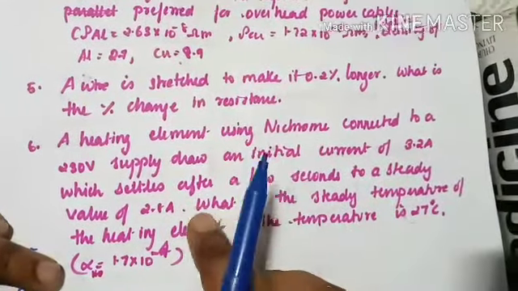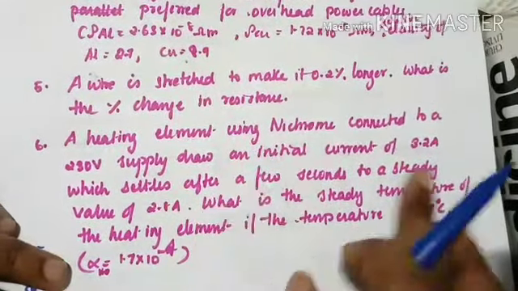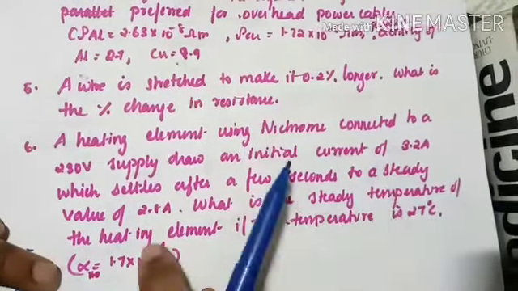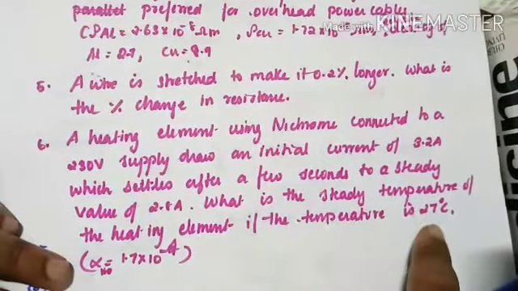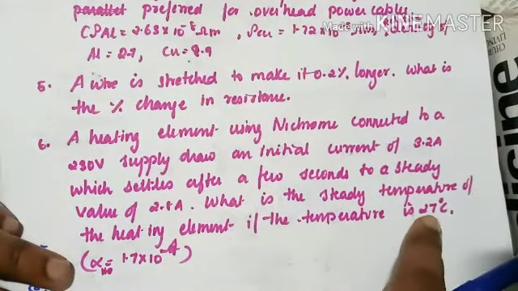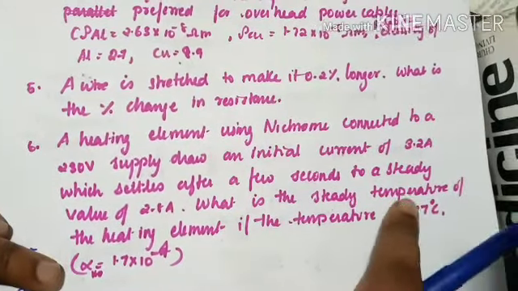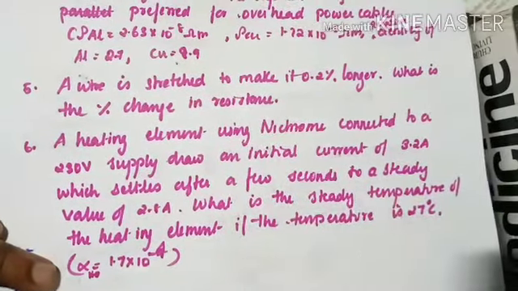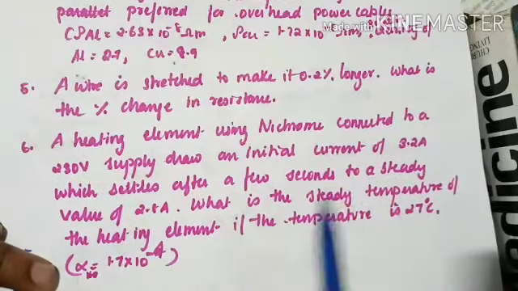That means its resistance has increased, right? Current flow has decreased means resistance has increased. What is the steady temperature of the heating element if the temperature is 27 degrees Celsius? Thus you are asked at what temperature the resistance has increased. I hope you understood.